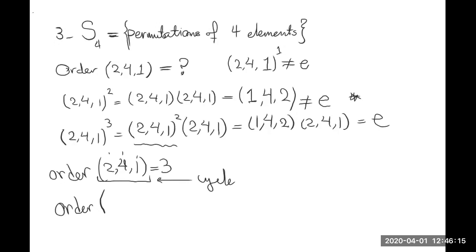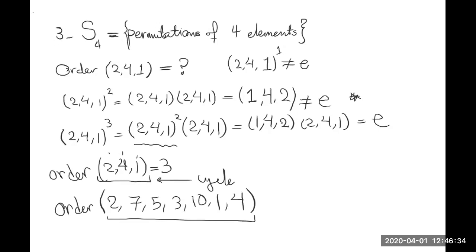So if instead of S4, we were in, say, S10, and we had a cycle like this, (2 7 5 3 10 1 4), and they were asking us what is the order of this thing, we don't need to do these computations anymore. We say this is a cycle, and it has 1, 2, 3, 4, 5, 6, 7 elements. The order is 7. That's always correct. That's how it works for cycles. Any question?